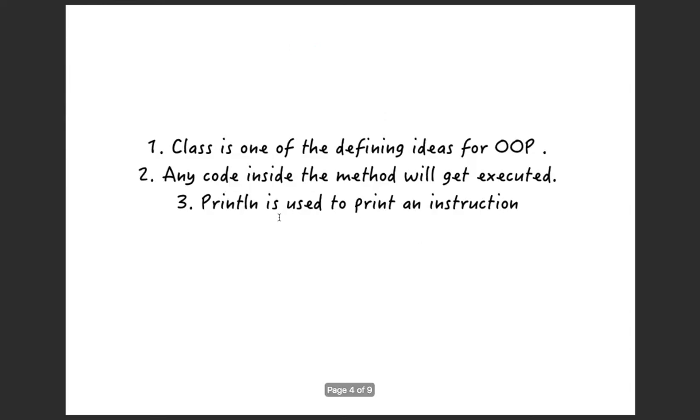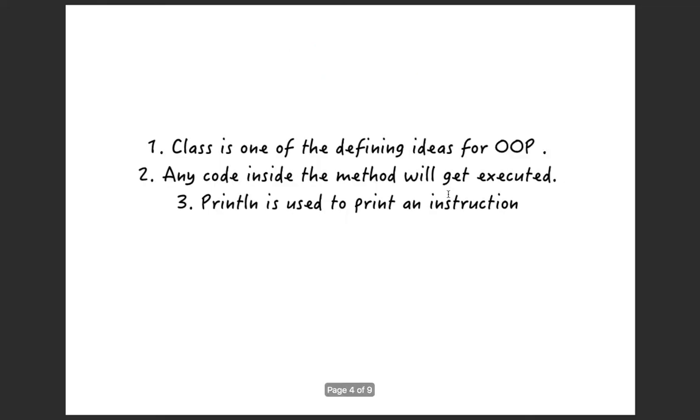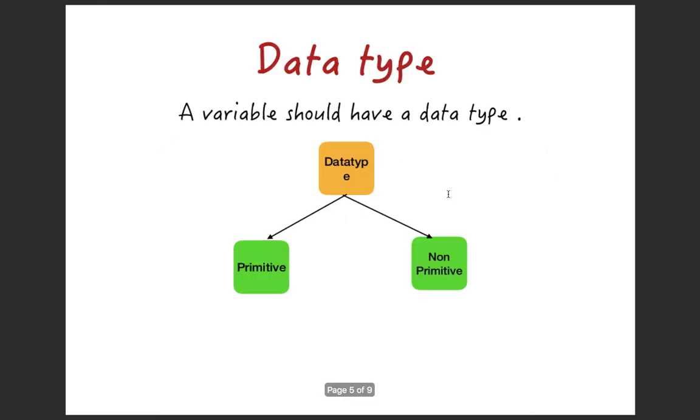So here we have written System.out.println, that is an instruction to print hello as output. You can write anything over here. The most popular word is hello world. You have seen it on different platforms. So that is the way it works.